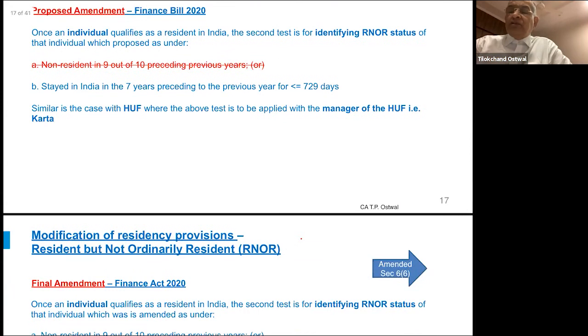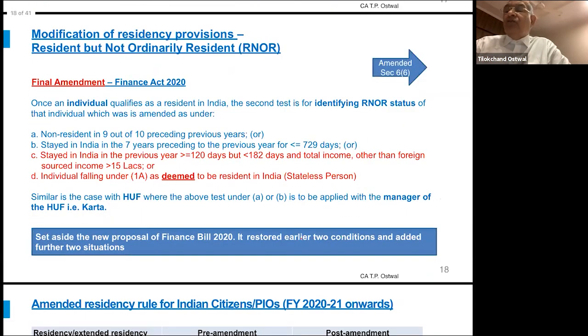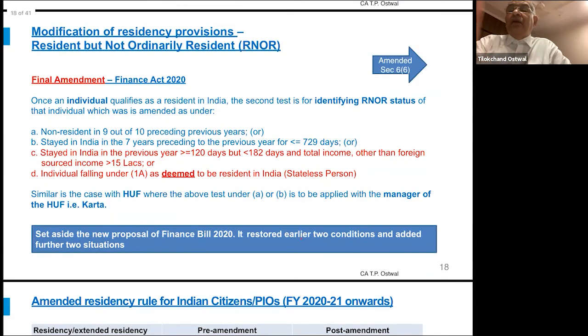This was a proposed amendment. I don't want to waste your time. I come straight to the amendment made in the Income Tax Act, and that amendment is exactly what I discussed. They said, again, to become a resident but not ordinary resident, you have 3 criteria. Earlier there were 2 criteria. Now we have 3 criteria.